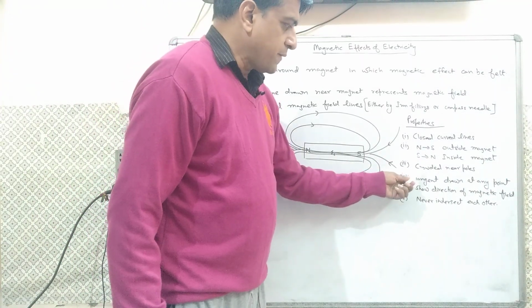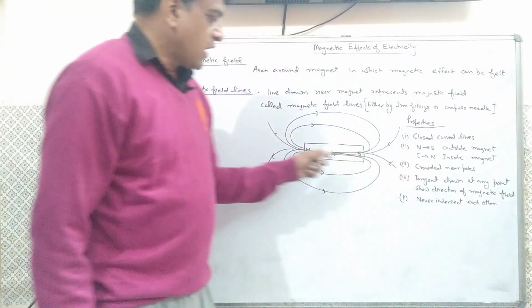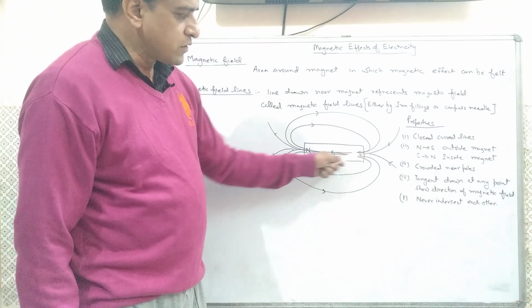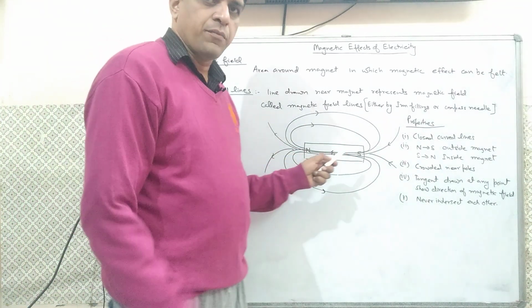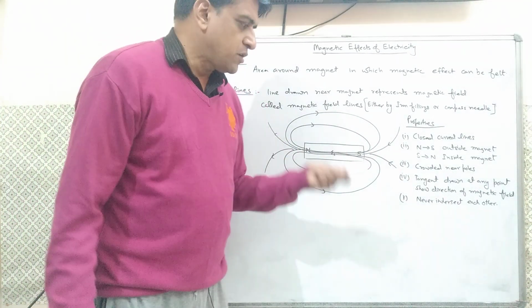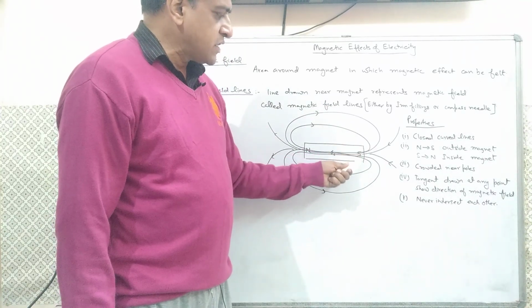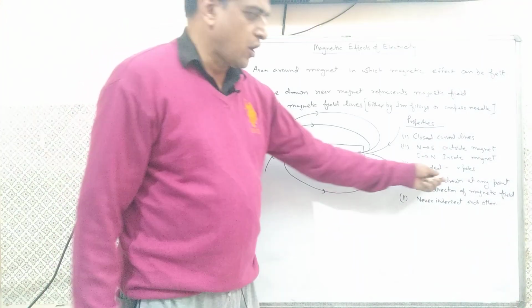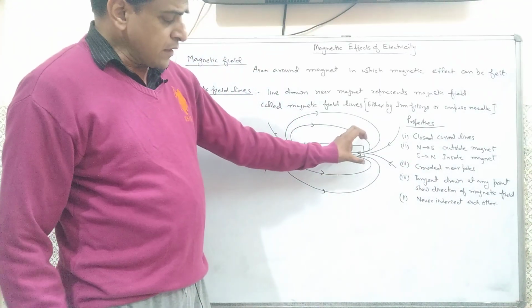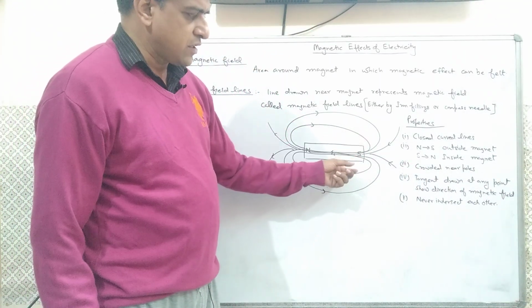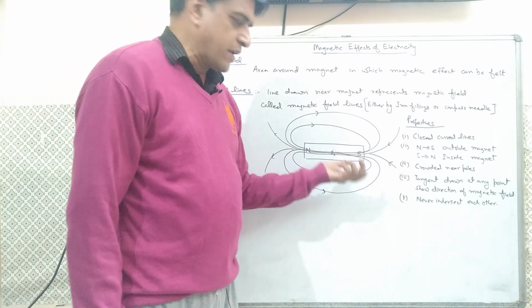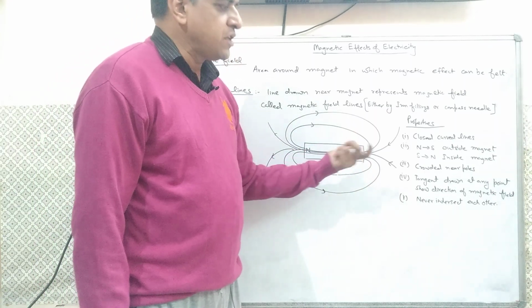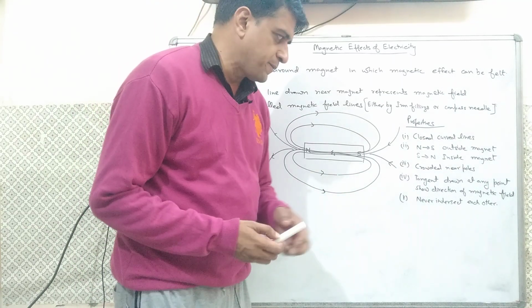Now the third property, these magnetic field lines are crowded near the poles. And why are they crowded near the poles? It means the magnetic strength is always concentrated near the poles. That's why they are crowded, and their distances from each other represent the strength of the magnetic field. More crowding means a stronger field.